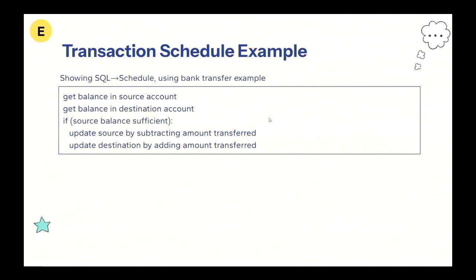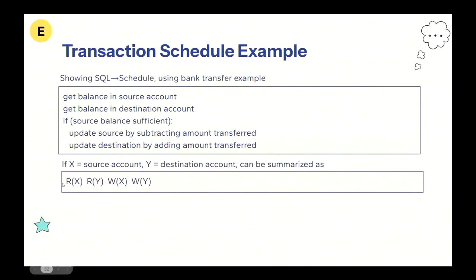As you can see here, in this transaction the intermediate steps could be inconsistent, but that's not a problem. The restriction of consistency is just applied to the states before and after executing this transaction. So it's fine that the intermediate steps are not consistent. Let's use X to denote the source account, and Y to denote the destination account. We can summarize these steps as a read from the source account, a read from the destination account, a write to the source account, and a write to the destination account. This is a summary of the read and write operations for this transaction.